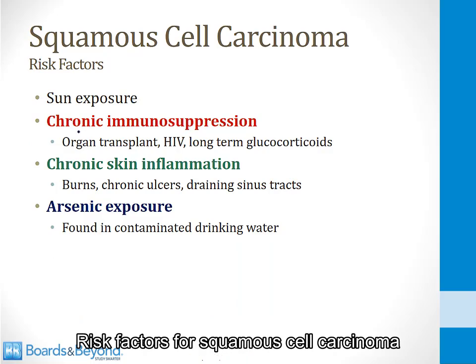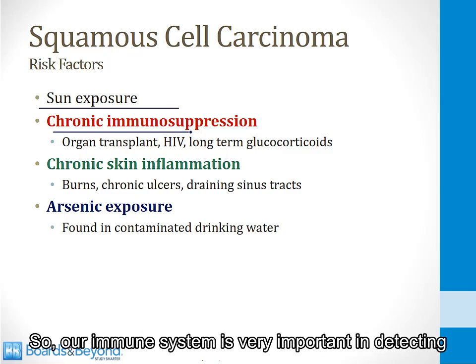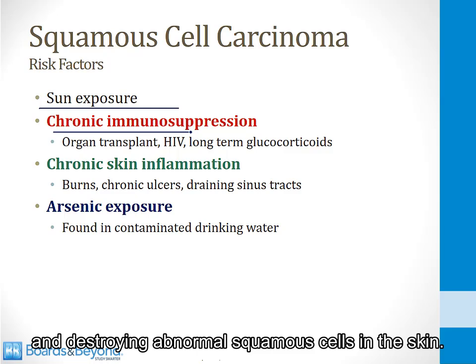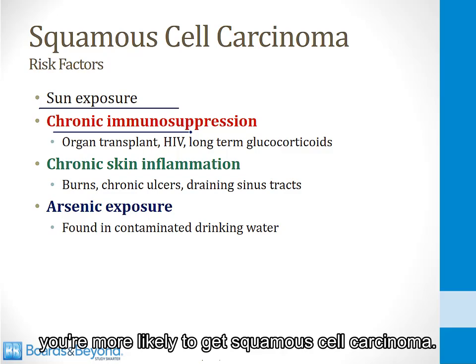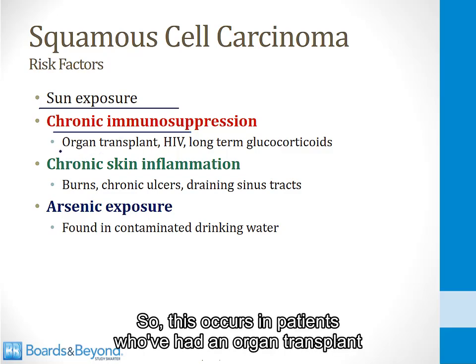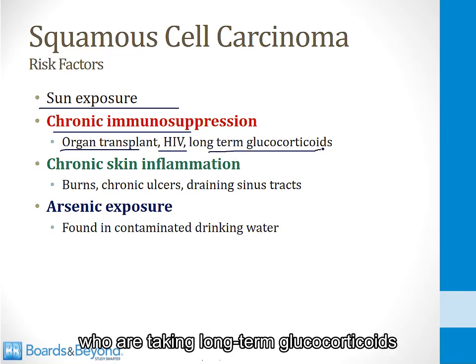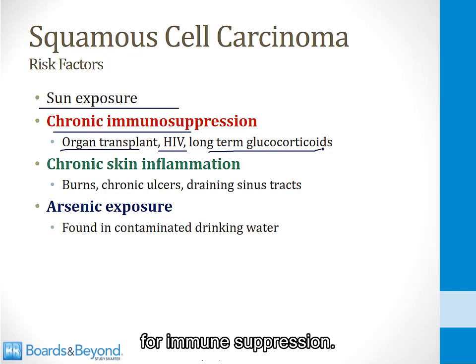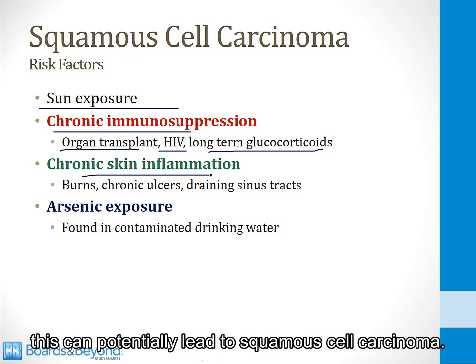Risk factors for squamous cell carcinoma are shown on this slide. First of all, sun exposure is obviously a risk factor. Second is chronic immunosuppression. Our immune system is very important in detecting and destroying abnormal squamous cells in the skin. So if you're immunosuppressed, you're more likely to get squamous cell carcinoma. This occurs in patients who've had an organ transplant and take immunosuppressive drugs. It can be seen in patients with HIV, and among patients who are taking long-term glucocorticoids for immune suppression. If you have any cause of chronic skin inflammation, this can potentially lead to squamous cell carcinoma.